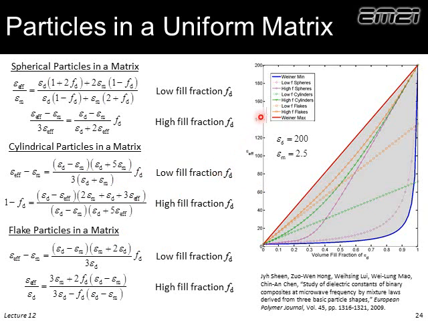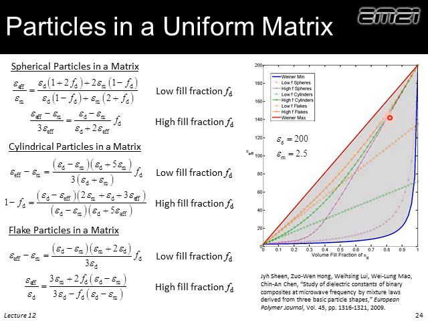Cylindrical shaped particles, those are the green lines. Well, these fall between the flakes and the spheres, and they're somewhere in between. But definitely the best in terms of achieving strong electromagnetic properties are flake particles. So these are the orange lines, and we see these here.